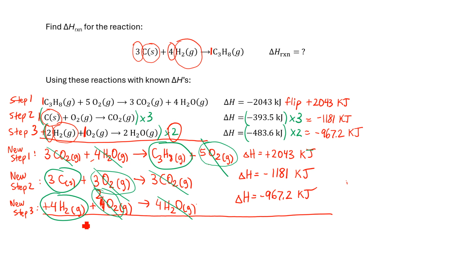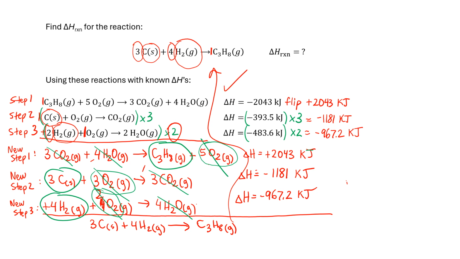So now what do we get? We get 3 carbon solids plus 4 H2s, right? Notice that's all on the reactant side. And the only thing we have on the product side that's left over is C3H8. And voila, this matches our overall reaction. So we're good to go there.